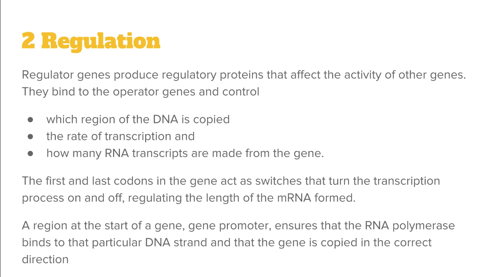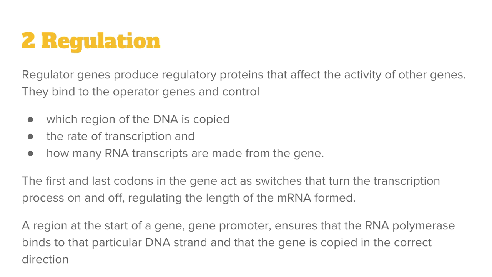When we talk about regulation, we are talking about where regulator genes produce regulatory proteins, and these affect the activity of other genes. So when these regulator genes bind to the operator genes, they can control which region of the DNA is copied, the rate of that transcription, and how many RNA transcripts are made from the gene. Remember that the first and last codons in the gene act as switches that turn the transcription process on and off, and they are in fact coded by the start and stop codons, and this regulates the length of the mRNA that is formed.